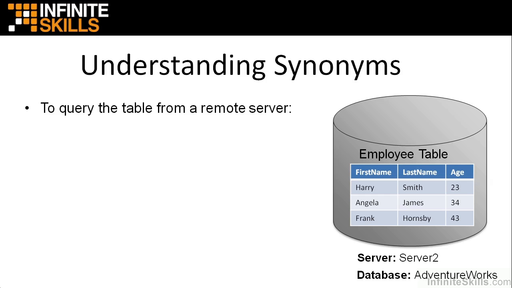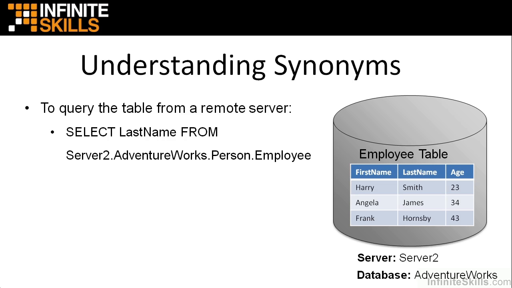So to query this particular table from server 1, I would have to say select last name from, and I just can't say employee, because employee is on a remote server. So what we have to do is say the name of the server it's on, dot, the name of the database it's in on that server, dot, the schema name, person, dot, and then the name of the table, employee. Okay, so this will reach across the network and select the last name from the employee table on server 2 in the AdventureWorks database. So that's four-part naming. If you ever hear about that, that's exactly what that is.